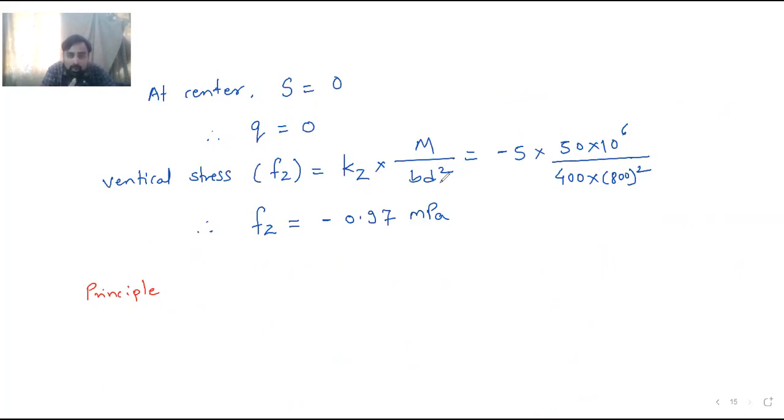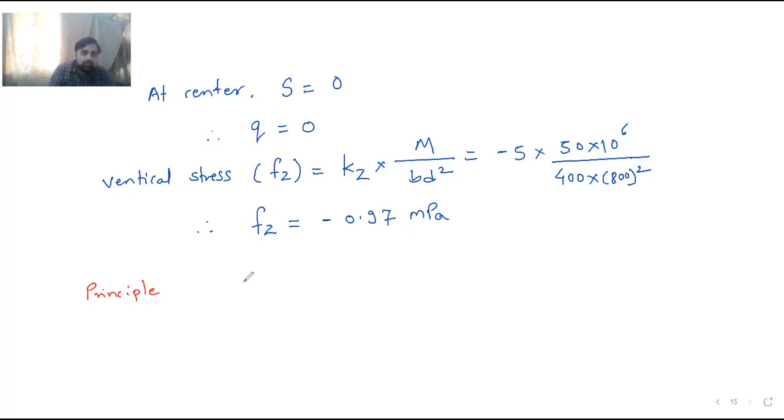So now Fz is equal to Kz into M upon BD square. The value of Kz is minus 5, the value of moment is 50, and BD square is 400 into 800 square. By using this, we will get the value of Fz, and Fz is minus 0.97. My value is also near about the same, minus 0.97. I have calculated minus 0.96.